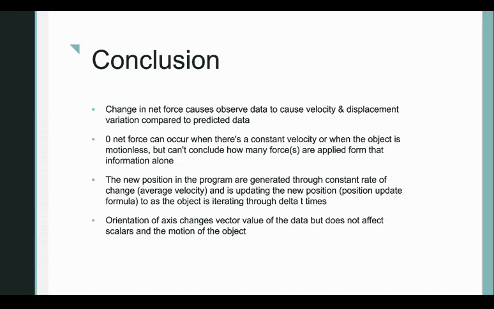So conclusion, the change in net force causes observed data to show velocity and displacement variations compared to predicted data. Zero net force can occur when there's a constant velocity or when the object is motionless, but we cannot conclude how many forces are being applied from that information alone. The new positions are generated through constant rate of change from the formula we just solved, and are updating through the new update position formula as the object is iterating through delta t times. And the orientation of the axis changes the vector value of the data, but does not affect the scalar value of the data. And it also doesn't change the motion of the object.